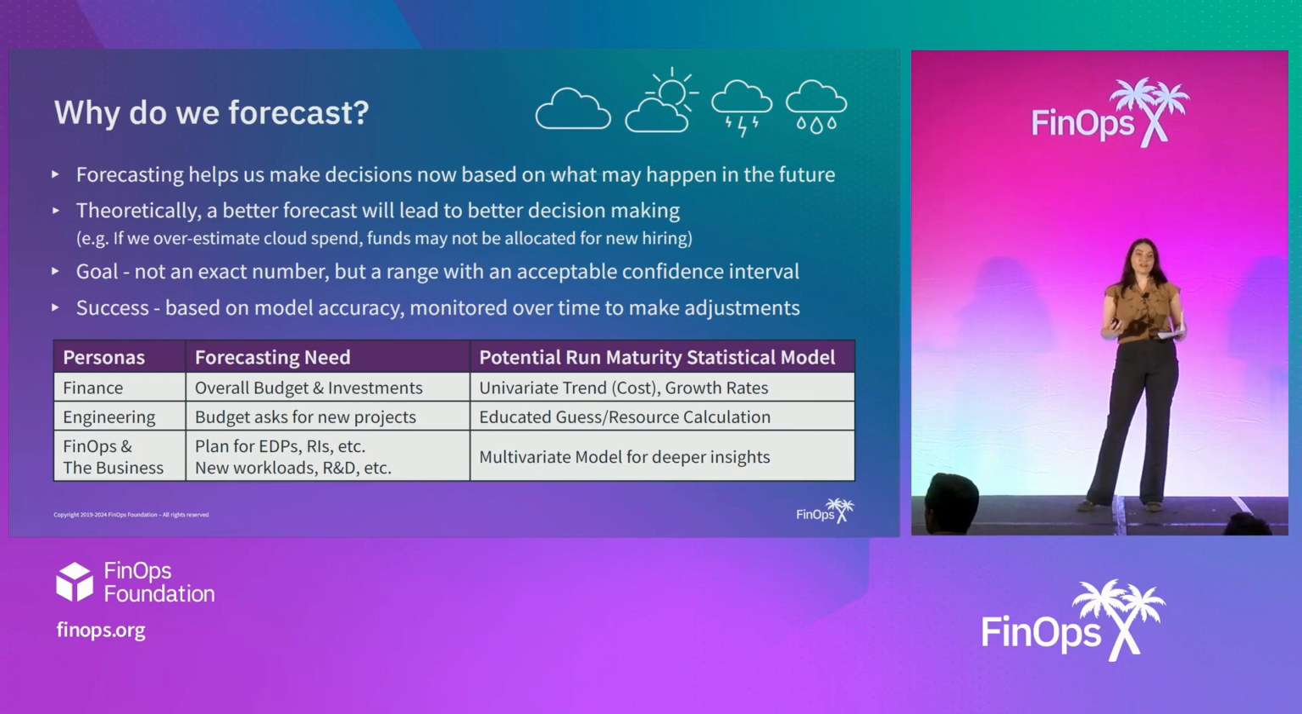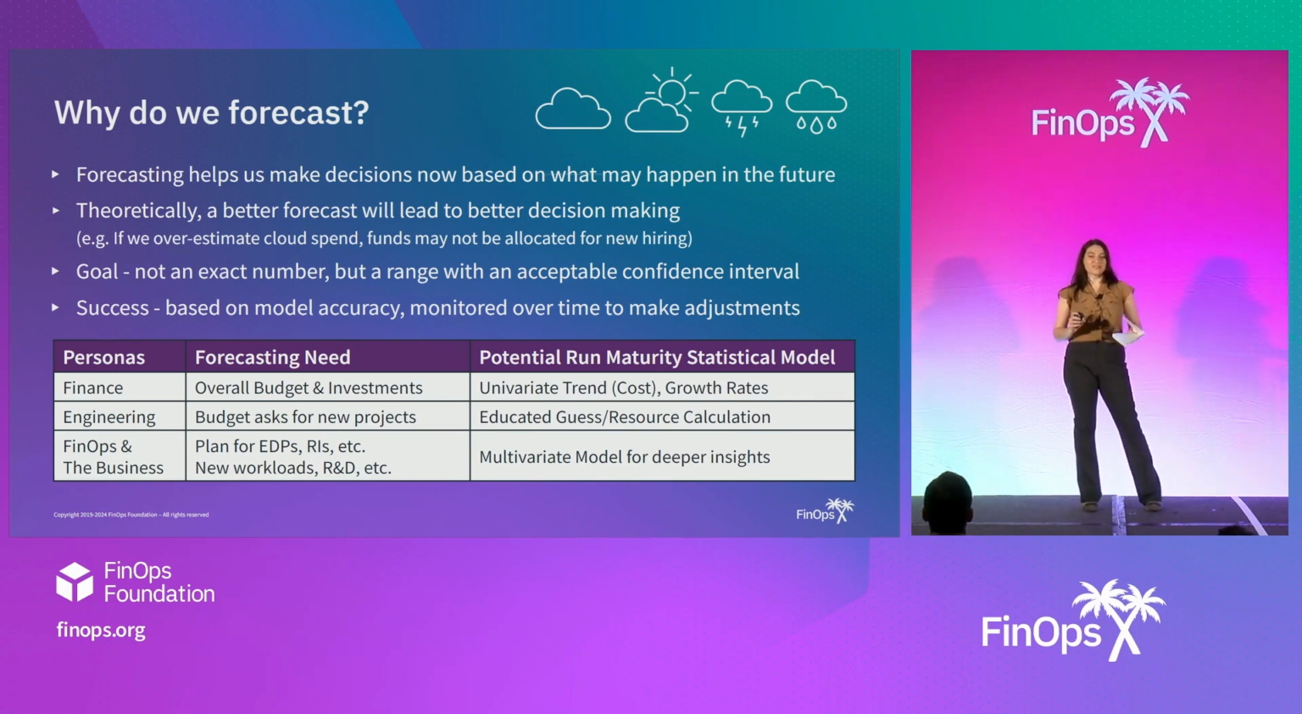So theoretically, a better forecast should lead to better decision-making as well as better planning. And so our goal isn't to get an exact number, but we want to get somewhere in the range of where a good forecast is. And I have a bit of an example as well.